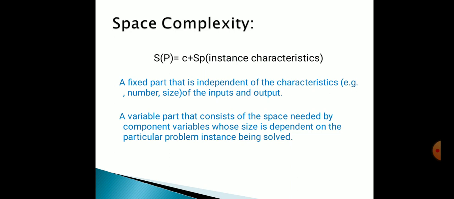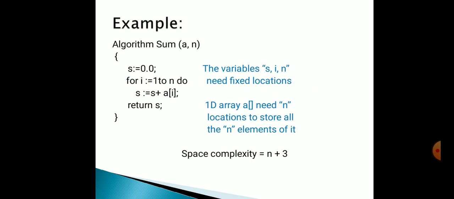In order to understand these two parameters, I will explain them in terms of one sample algorithm. This algorithm is used to add all the elements available in a one-dimensional array. In order to add those values, I have taken a variable s which is initialized to 0. Then I have to add the elements one by one to s, and finally the sum is returned by this algorithm.